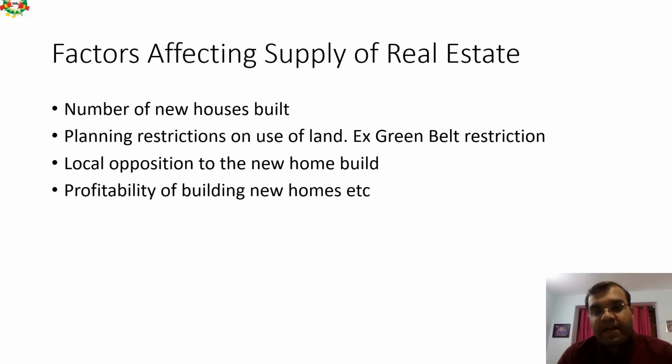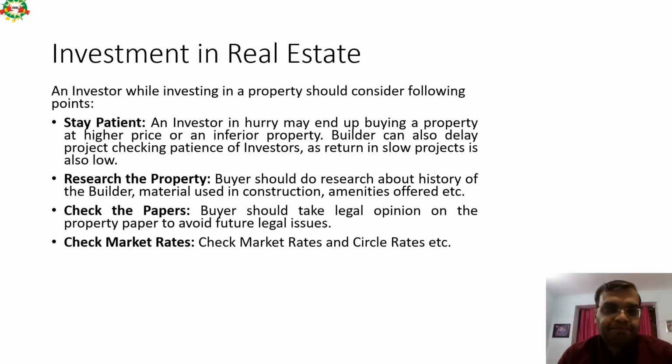Factors affecting supply of real estate. So there are four major factors which affect supply: the number of new houses built, planning restrictions on use of land, for example green belt restriction, local opposition to the new homes built, and profitability of building new homes.